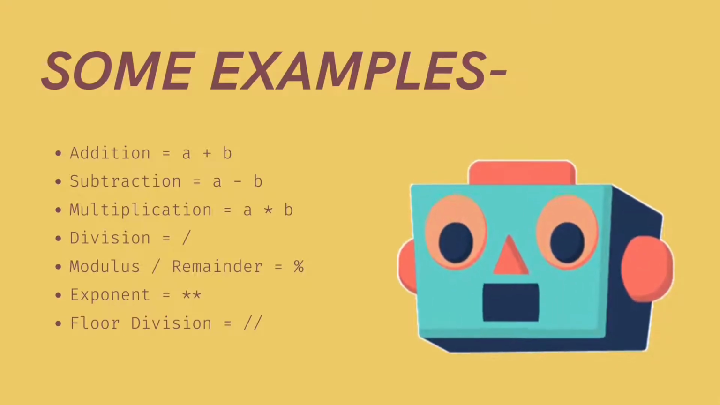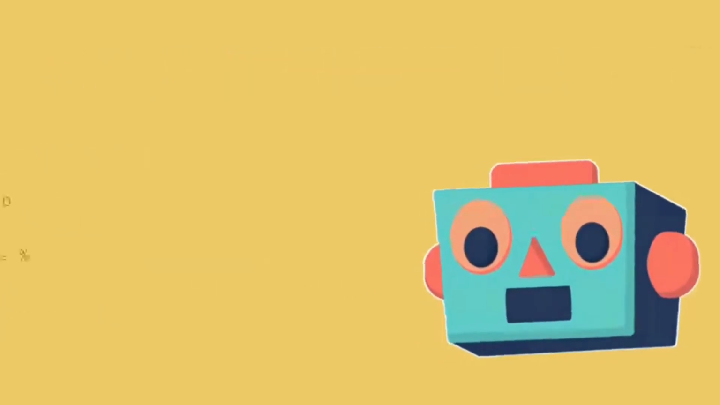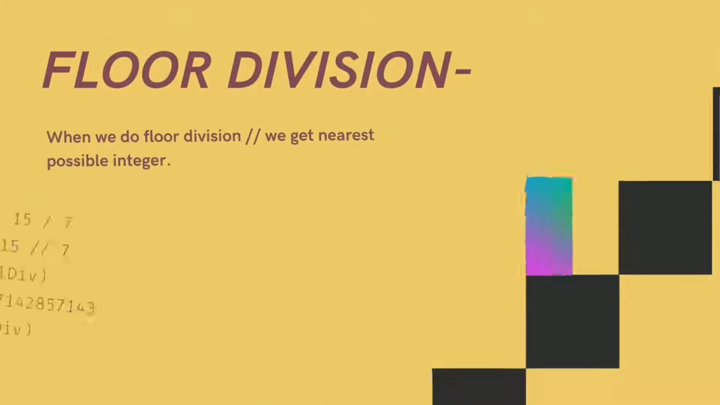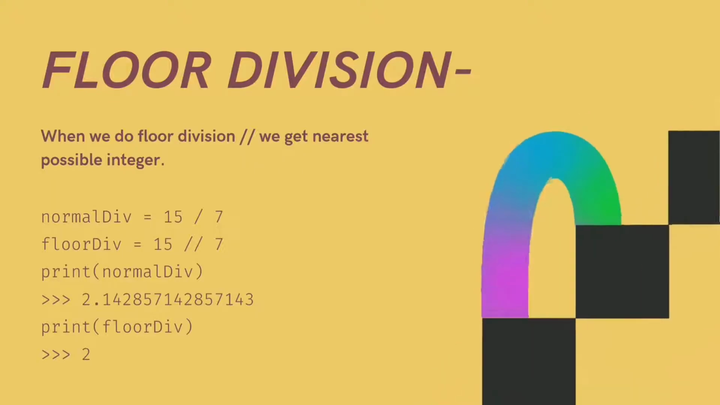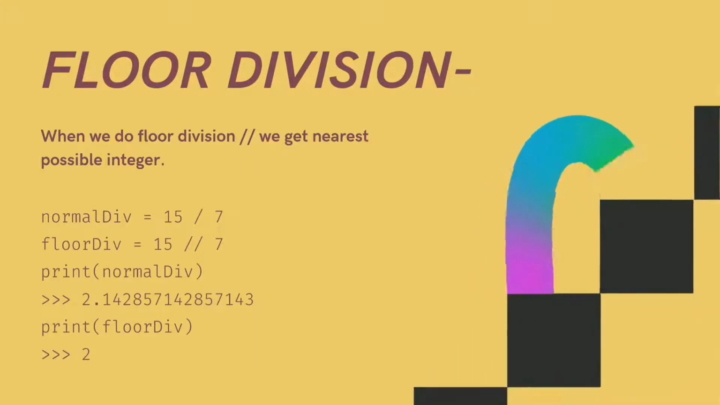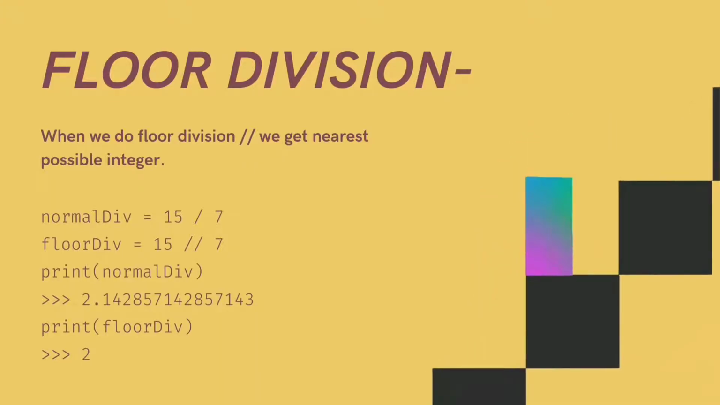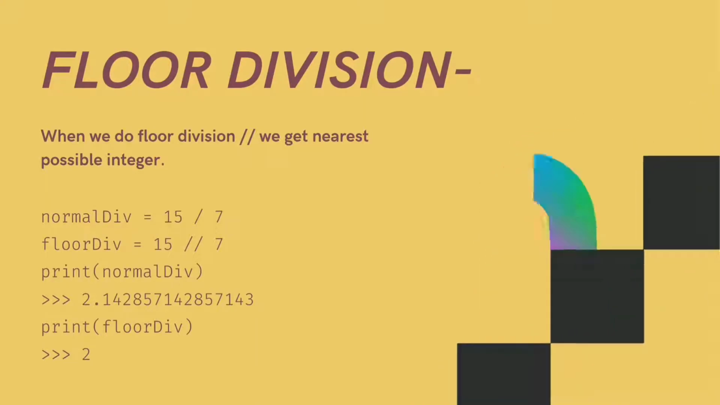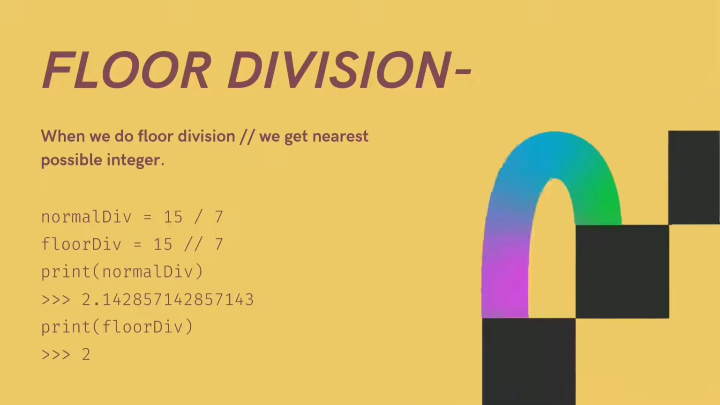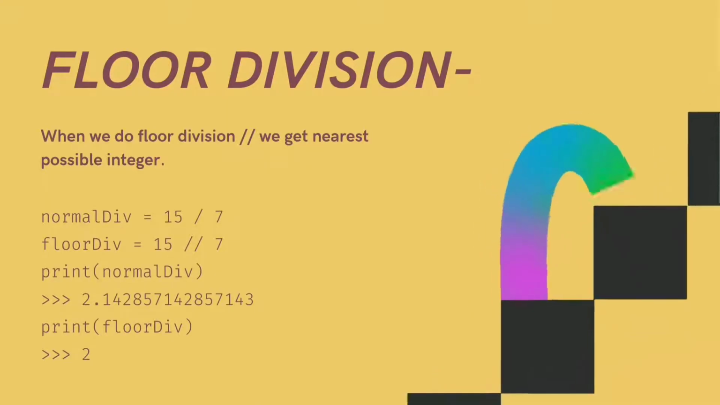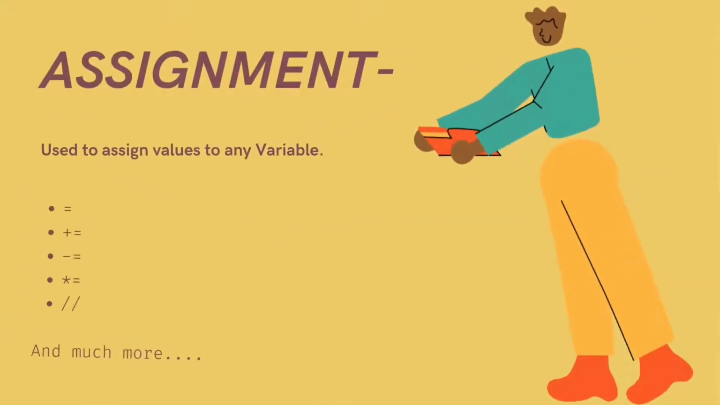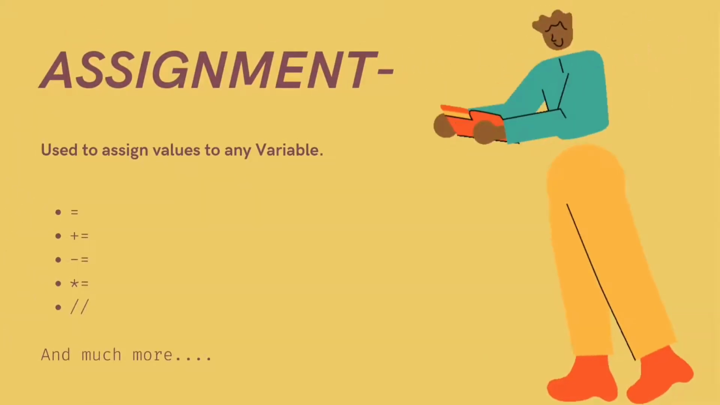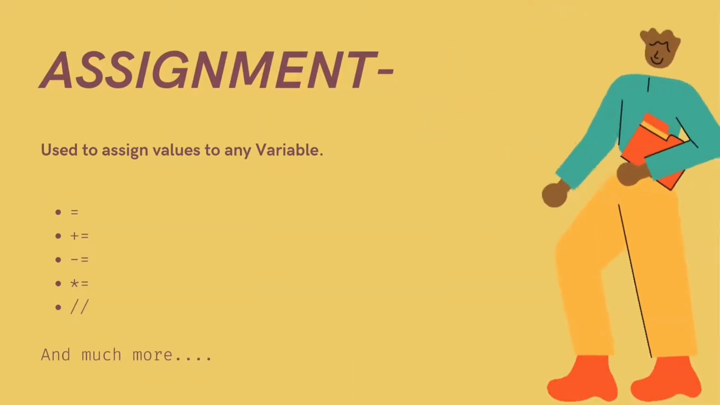After gaining the knowledge of creating variables, you will see that. Here we have another one. Let us look at floor division, and when we do floor division, we get the nearest possible integer. Here we have the normal division when we divide 15 by 7, and here we get the floor division 15 // 7.